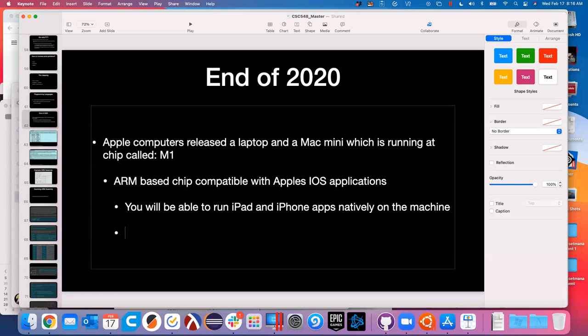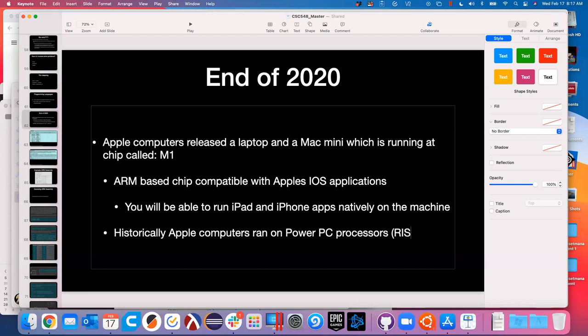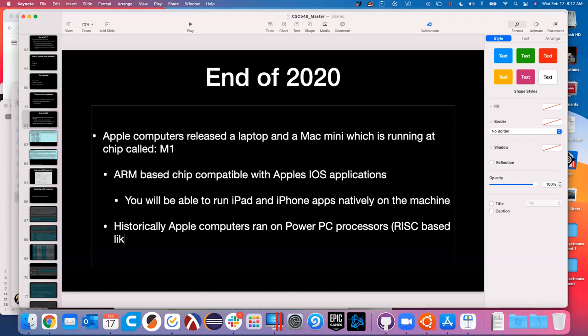But one of the big moves that Apple made back then was a move away from, let's call it, a more proprietary chip. They were running the PowerPC processor, which is made by Motorola, and IBM was also manufacturing it. So they moved from the PowerPC processor, which was a RISC-based processor, reduced instruction set, just like ARM is. All right, so we can say historically, Apple computers ran on PowerPC processors, which were RISC-based, like ARM.